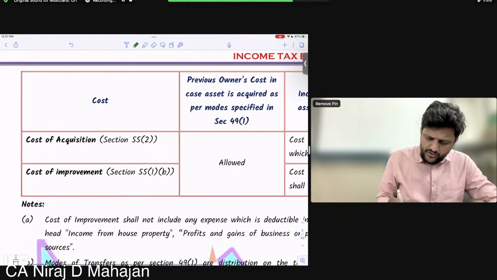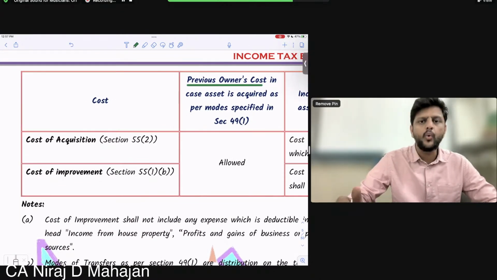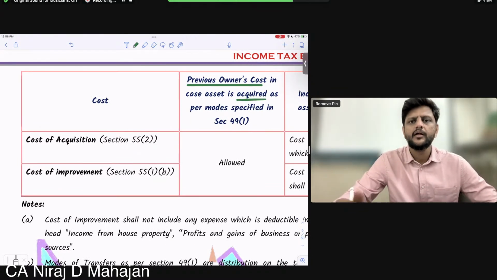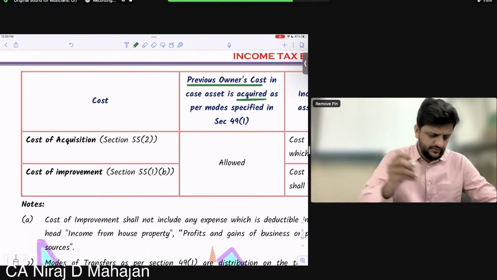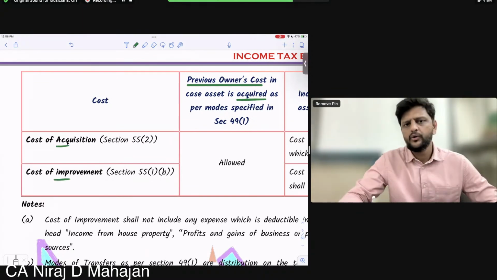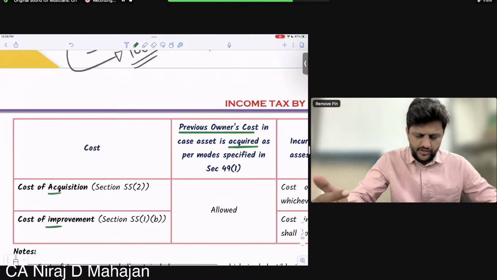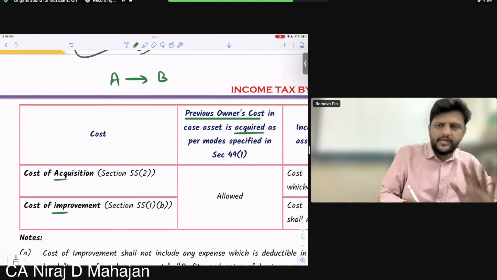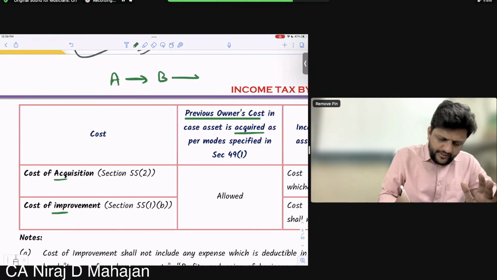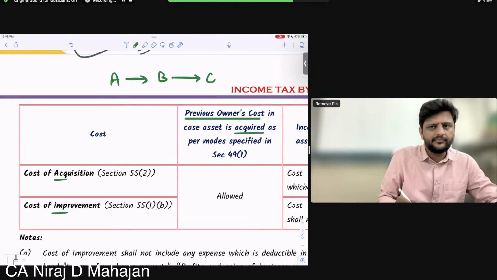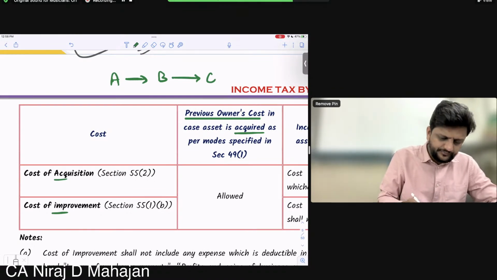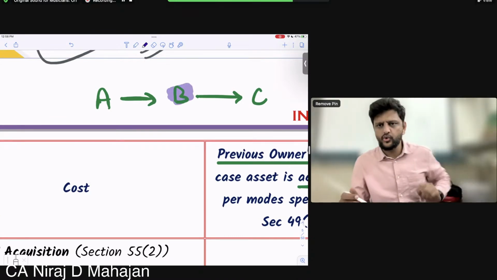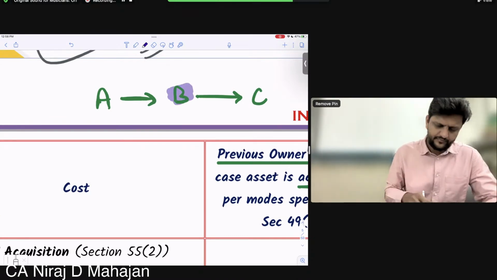Previous owner's cost in case the asset is acquired as per modes or methods given in 49. So previous owner's cost of acquisition or cost of improvement, whether allowed or not allowed, allowed. Means what? Just try to understand. Pay attention. If A transferred the asset to B and B transferred the asset to C, finally, all of you. Now check. From B's point of view right now, he has sold the asset, everybody.